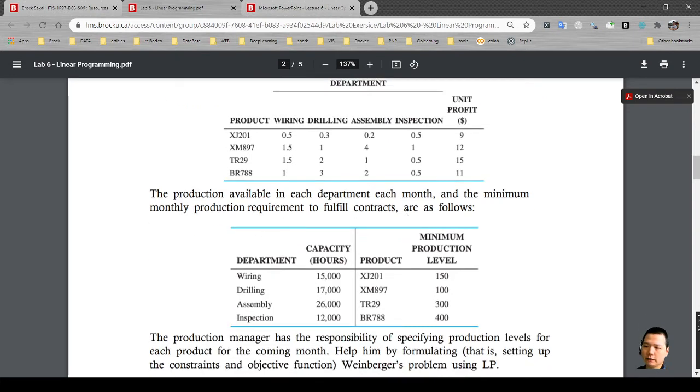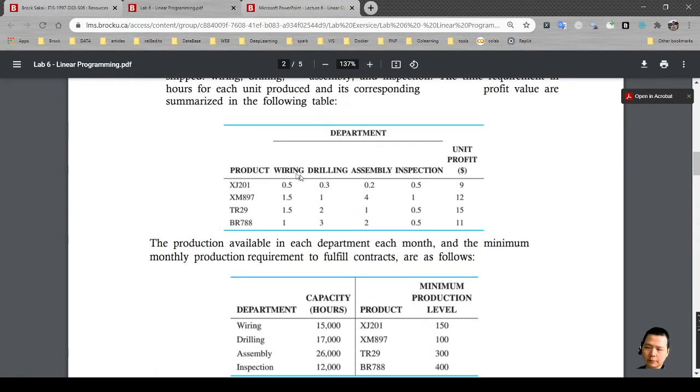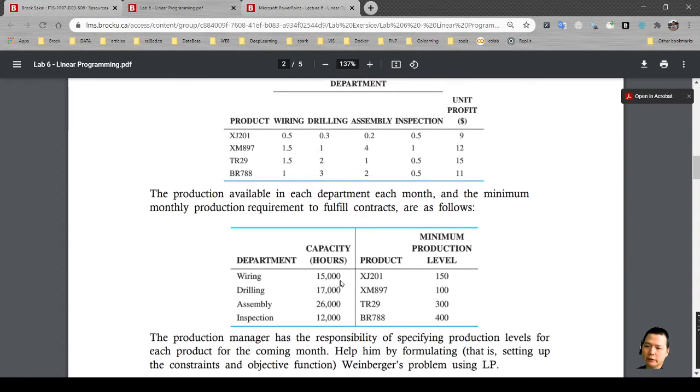And it also gives another table for the constraints, right? With those tables, it's very clear. So those are the cost per unit, right? This is the profit per unit, and this is the total constraint for each of these processes. And we have a minimum constraint for each of those products.